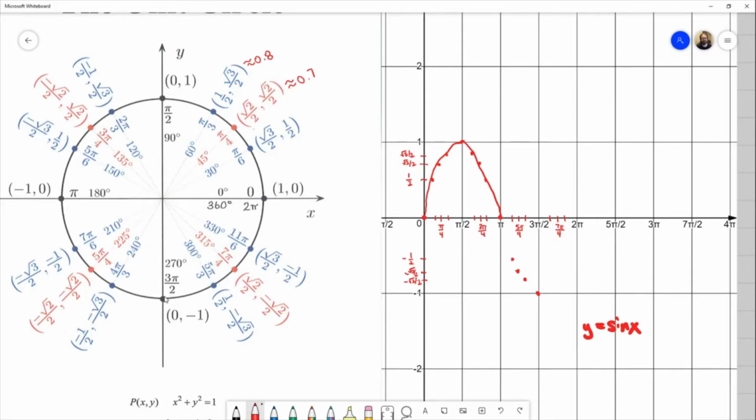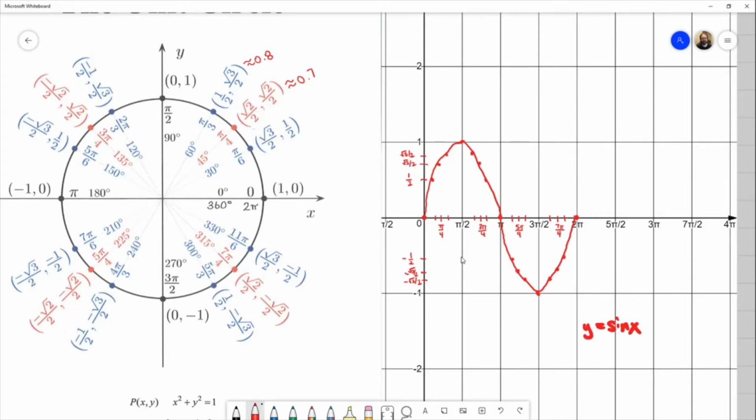And then very quickly, I think you can probably see how this is going. When we move between 3 pi over 2 and 2 pi, we get the following points that we can plot. And we connect the dots. And we see this familiar sine wave. When people talk about a sine wave, this is roughly the shape that they're talking about.